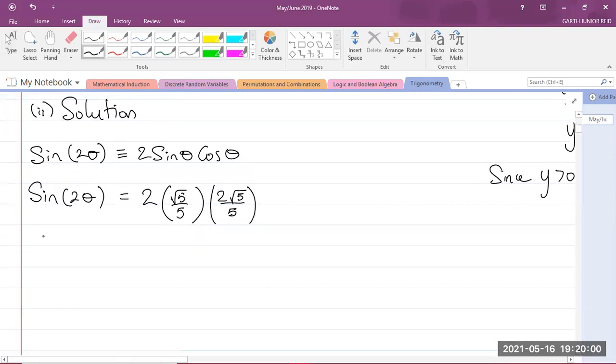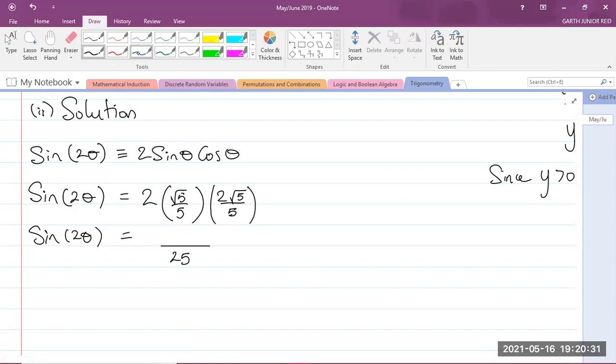So I can now write sine 2 theta is equal to, in the denominator, 5 multiplied by 5, which gives me 25. Let's focus on the numerator now. I have the square root of 5 being multiplied by the square root of 5, and the square root of 5 multiplied by the square root of 5 is just 5.